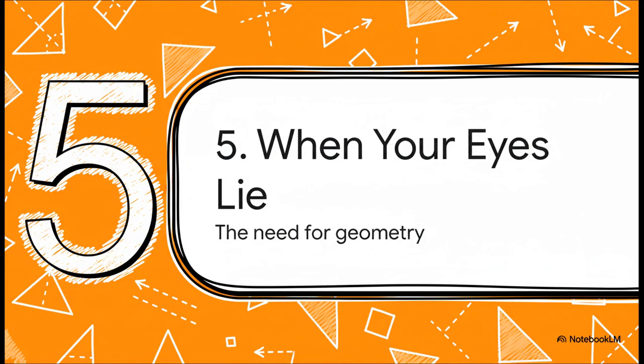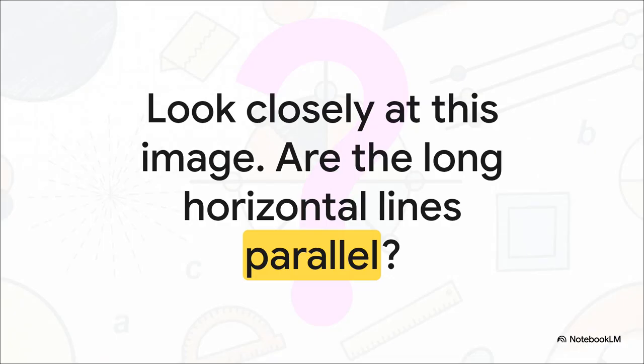So we've built this amazing logical system that gives us certainty. But why do we even need it? Why is it so important? Well, because as you're about to find out, you just can't always trust your own eyes. Okay, I want you to look really closely at this image. Seriously, your brain is an amazing pattern-finding machine. But what is it telling you right now?